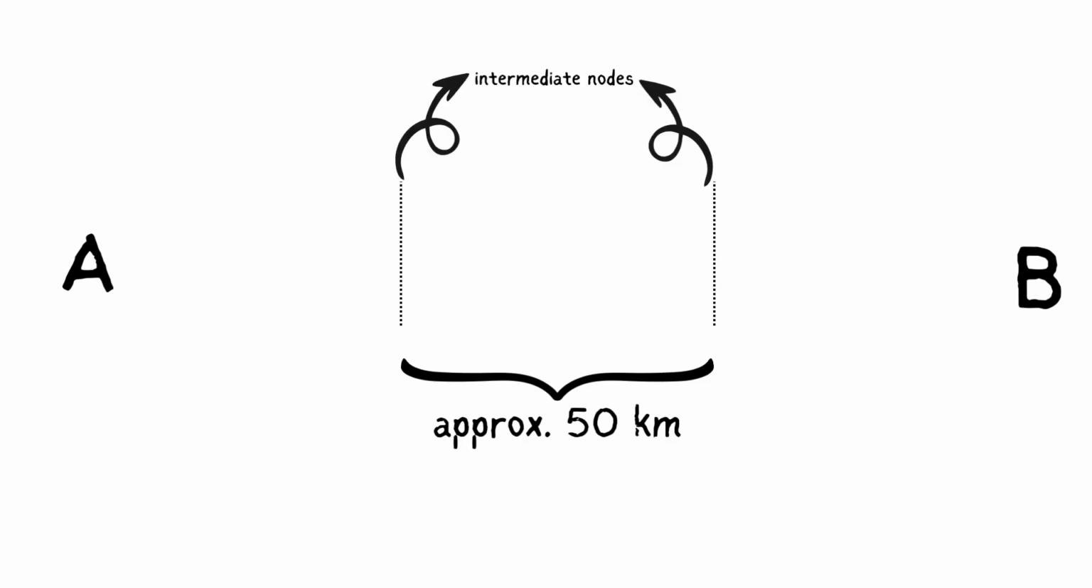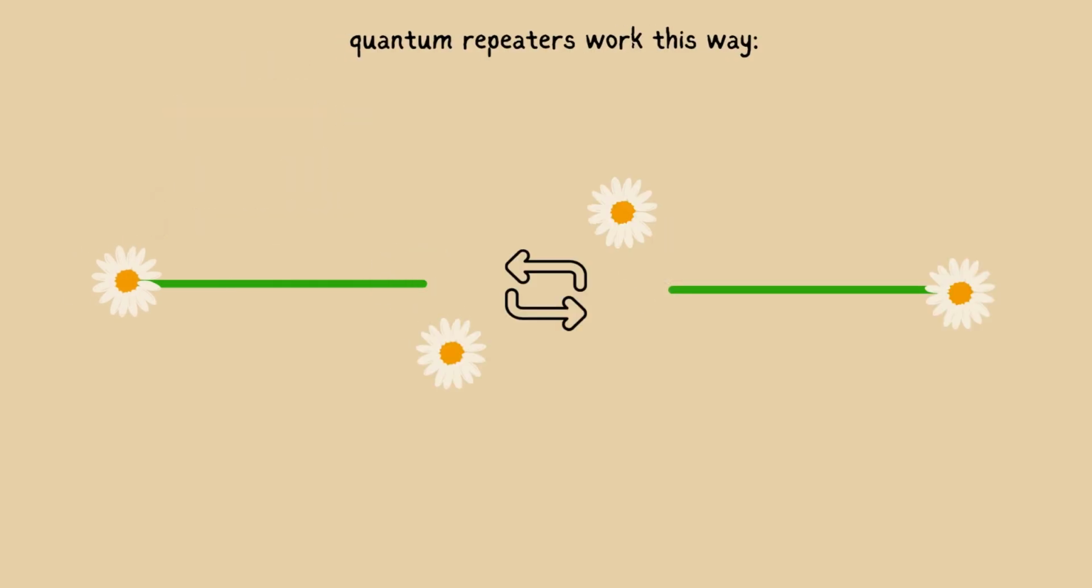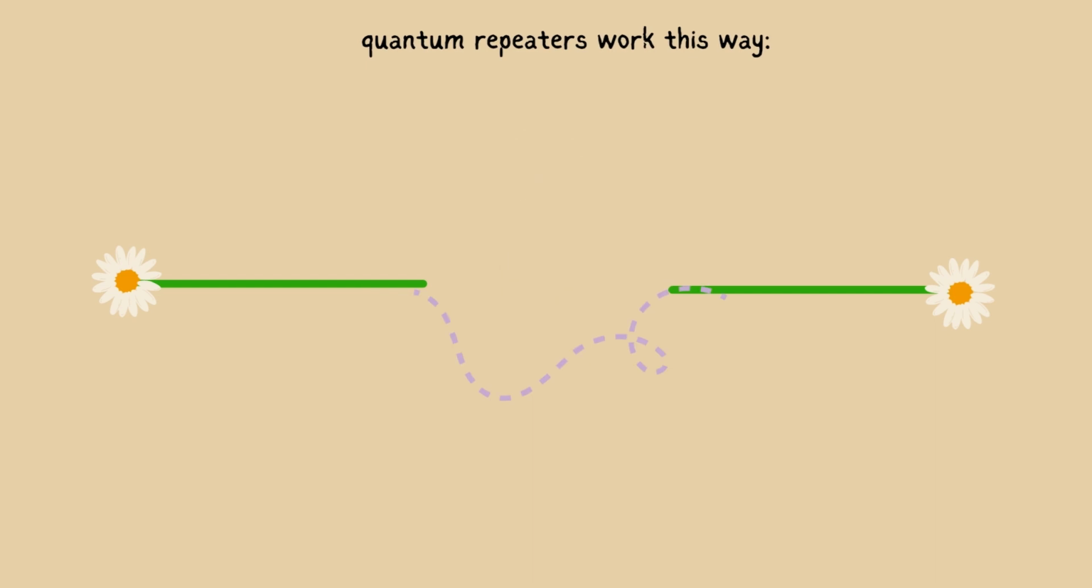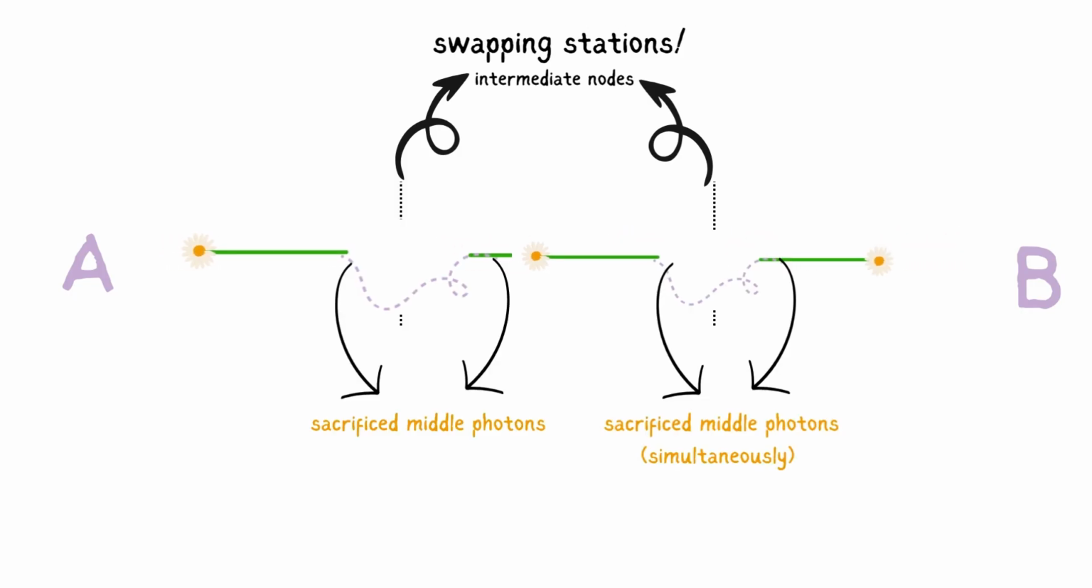The path is broken down into smaller distances demarcated by intermediate nodes. Photons exist in entangled pairs, which you can imagine this way. Two photons, one from each consecutive pair, swap or are sacrificed. This leaves a longer chain entangling two distant photons. This happens at each intermediate node to transmit data through a daisy chain.